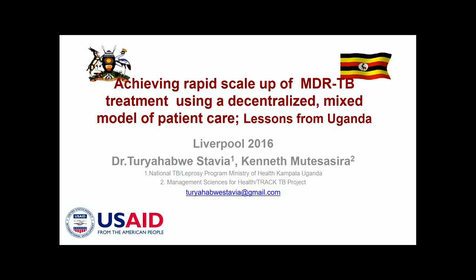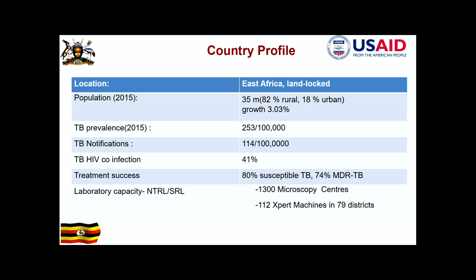Good afternoon to you. Achieving rapid scale-up of MDR-TB treatment using a decentralized mixed model of treatment for MDR-TB patients. Uganda is found in East Africa. It is a landlocked country. Our population is about 35 million. Most of it in the rural setting, only 18% urban. Our growth rate is about 3%.